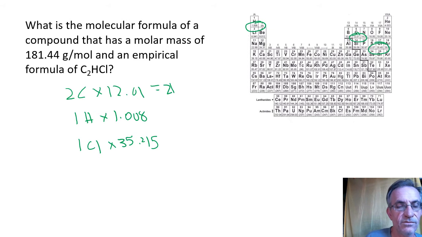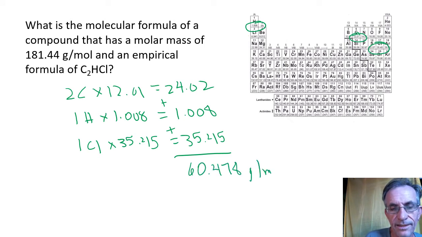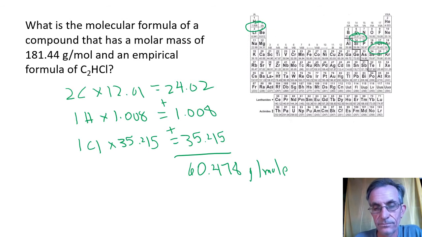Now, if you add it all together, oops, I'm going to erase that. You're going to double the carbon, and do once times the hydrogen and once times the chlorine. So I'm just adding up the elements that I currently have in my formula. They add up to 60.478 grams per mole. Now, the real atoms do not add up to 60. In reality, the weight of all the atoms together should be adding up to 181.